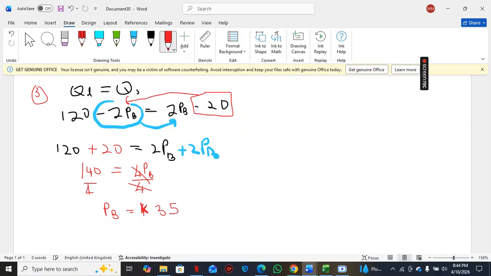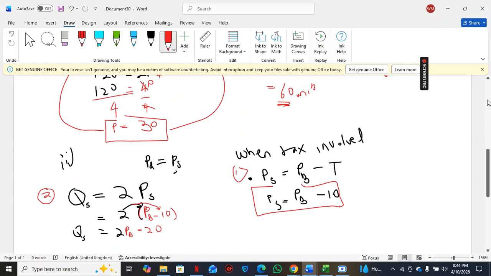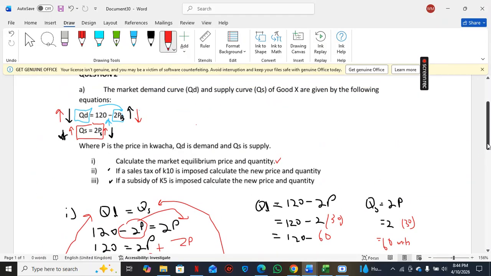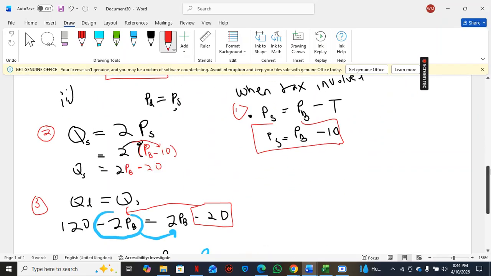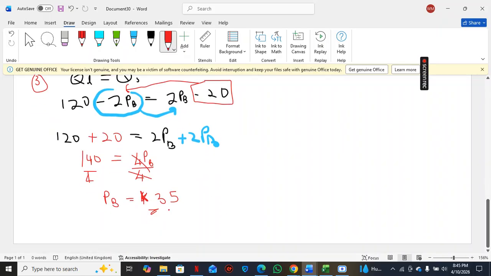So colleagues, notice at equilibrium, the buyers were paying 30 kwacha. P equals 30, PB equals PS equals 30. When there was no tax, the buyers were paying 30 kwacha. Now a tax has been added and the buyers are now paying 35 kwacha. Any questions before we calculate how much the suppliers are receiving?